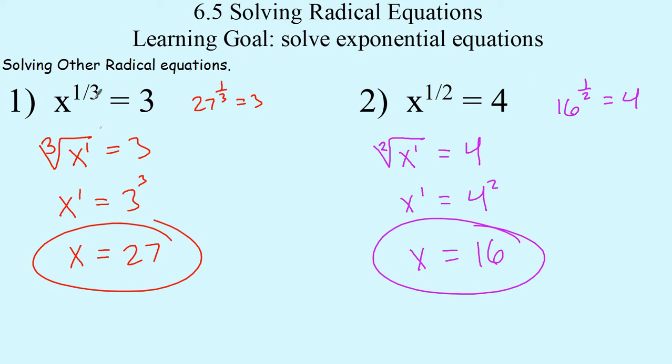Okay, another way to think of these is instead of rewriting them as radicals, we could just kind of skip a step and go, okay, we raise the other side to the power of this denominator. So this denominator was 3, so we raise the other side to that power. This side was, let me change the color, this side was a 2, so we raised the other side to a 2. That's just a little shortcut.